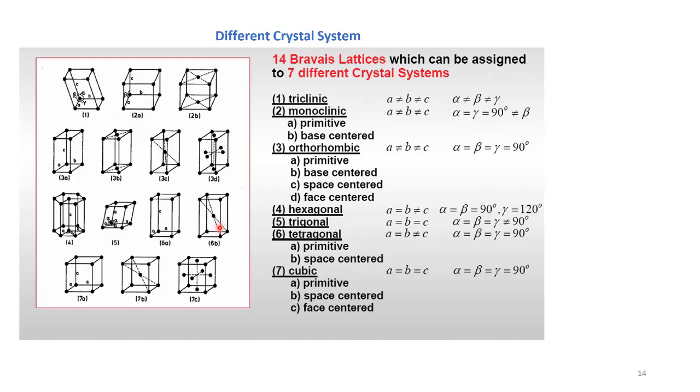Then we have tetragonal. So again, primitive tetragonal and space centered. Tetragonal means the two sides are equal but the third side is not equal, and all the angles will be 90 degrees. And again, the atoms are on the vertices, so it is primitive. And one is the space centered, that is one atom at the body center of the lattice.